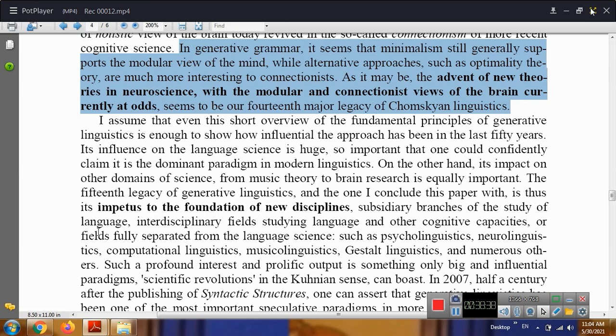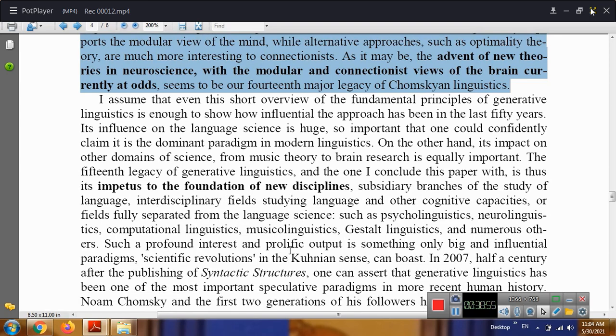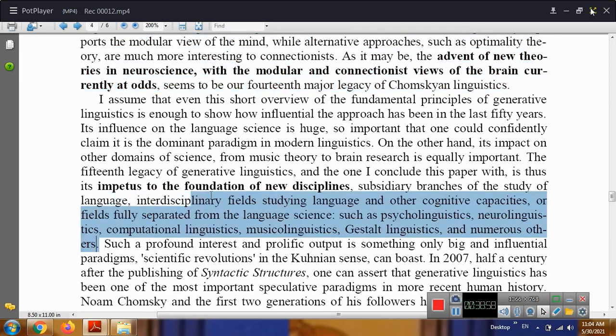Subsidiary branches of the study of language, interdisciplinary fields studying language and other cognitive capacities, or fields fully separated from the language science, such as psycholinguistics, neurolinguistics, computational linguistics, musico-linguistics, gestalt-linguistics, and numerous others. Okay, here we read the legacy of Chomsky, which has an interdisciplinary nature, which you can see in its fields.